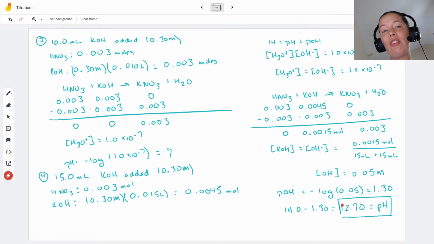This is where doing this check can help you if at this step, instead of realizing that you were calculating pOH, you thought you were calculating pH. It should raise some red flags if you thought your pH was 1.3, because of course that would be an acidic solution and you have no more acid in the solution, you just have base. So again, that's why I like to do that logic check. Does this make sense? Okay, so this is our titration problem for a strong acid and a strong base.